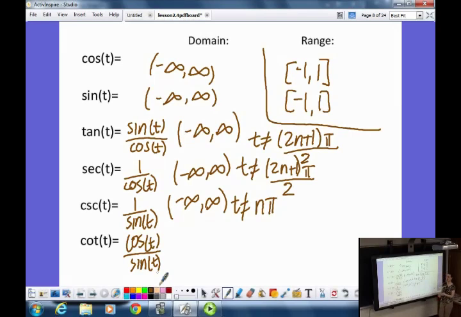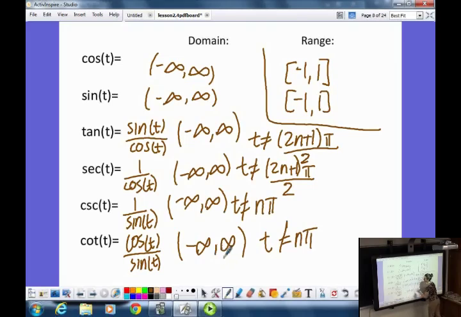So what numbers can we not divide by? 0. So when is sine equal 0? Yeah. So t can equal n pi or cannot equal n pi? It cannot equal n pi because you cannot divide by 0. And then what else is our domain? Negative infinity to infinity. Right.